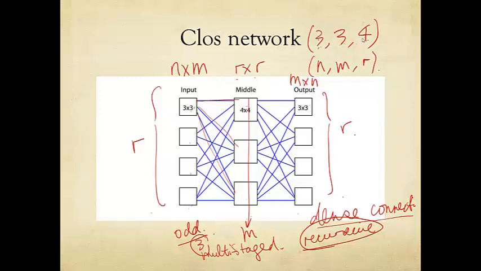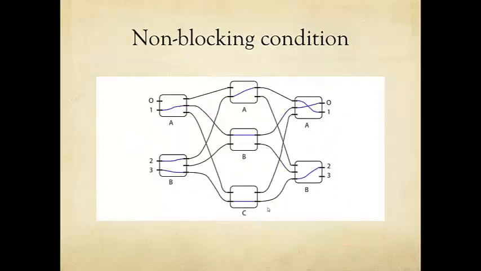And in general, you can have a 3-stage n-m-r and then recursively expand that so that it starts to use smaller and smaller switches. This is such a rich connectivity pattern that has become a very useful tool in all kinds of study around interconnection networks. For example, what kind of condition can guarantee non-blocking properties in a Clos network?